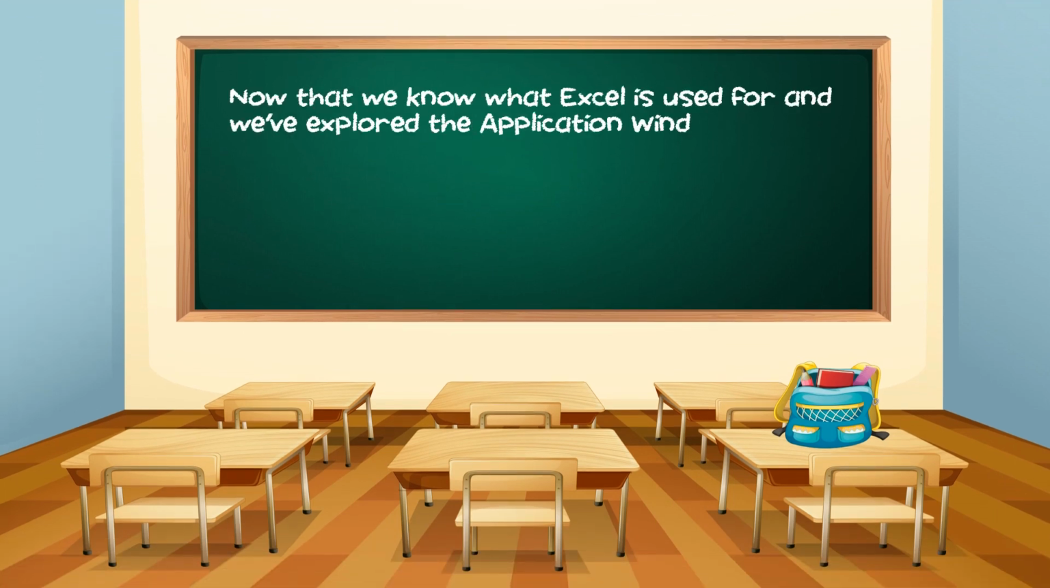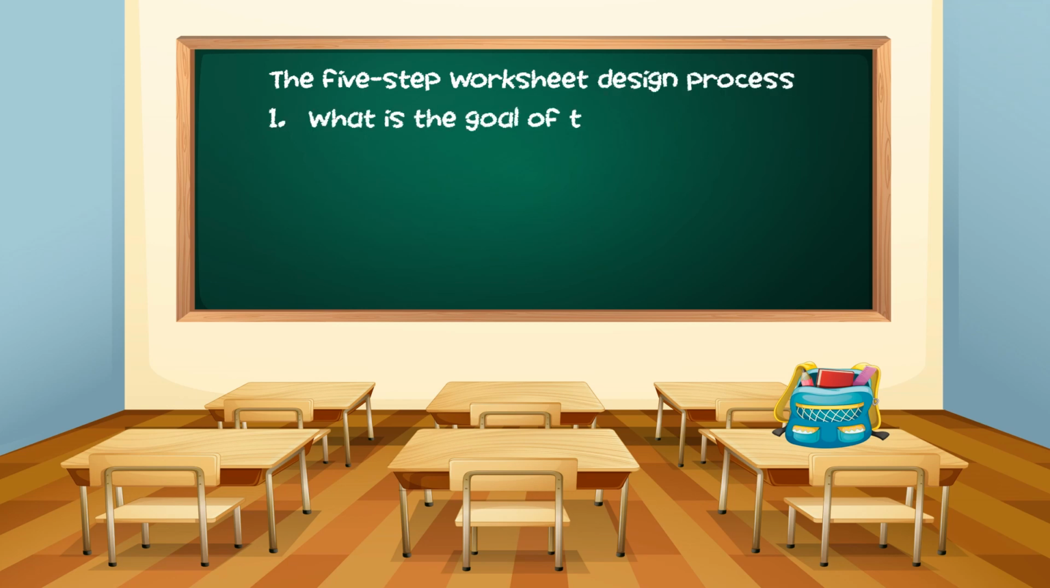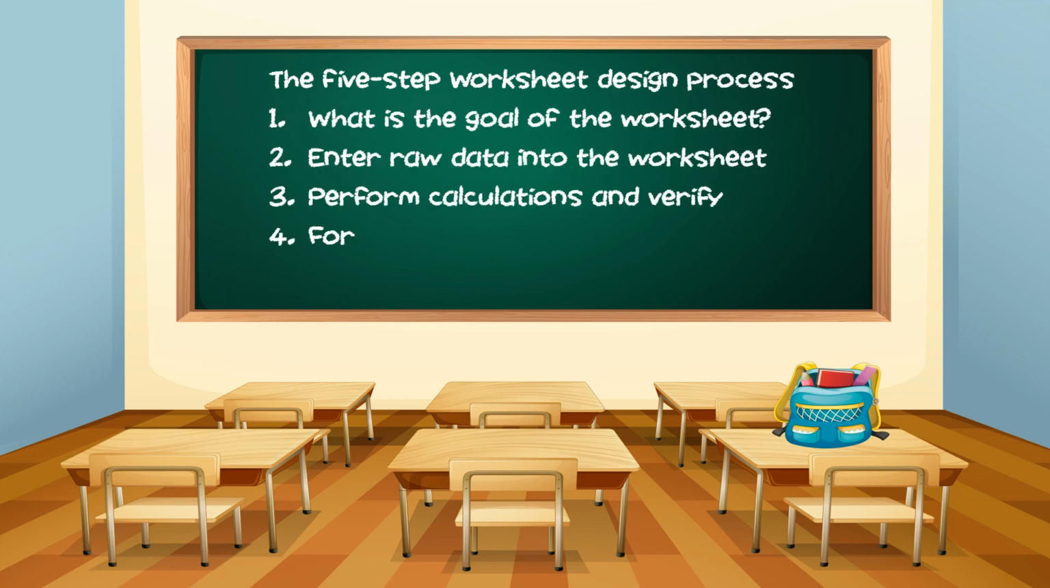Now that we know what Excel is used for and we've explored the Excel application window, let's discuss the worksheet design process. The 5-step worksheet design process consists of the following: What is the goal of the worksheet? Why are you building it? Enter raw data into the worksheet. Perform calculations and verify. Format the worksheet. And lastly, print and distribute. Let's go ahead and discuss our first worksheet.